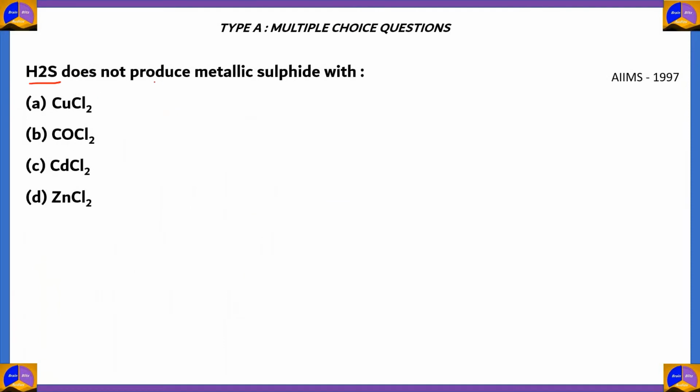H2S, hydrogen sulfide, does not produce a metallic sulfide with CuCl, COCl, CuCl2, CdCl2, and ZnCl2. Now this question is relatively simple. We need to find out which of these chlorides is non-metallic. When we come to option A, you see that Cu, which is copper, is a metal. So option A is incorrect.